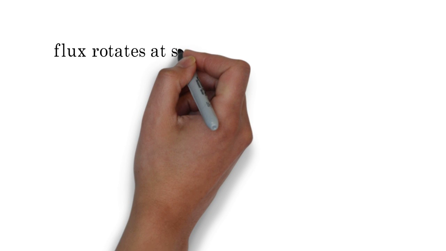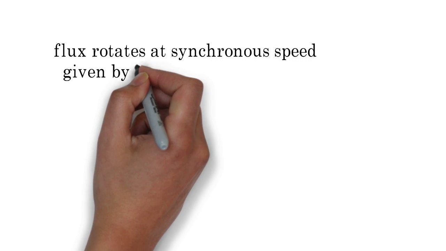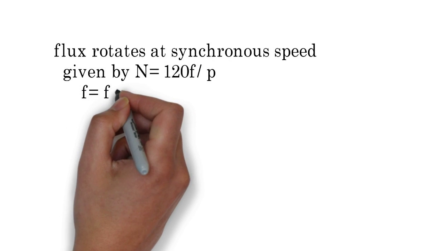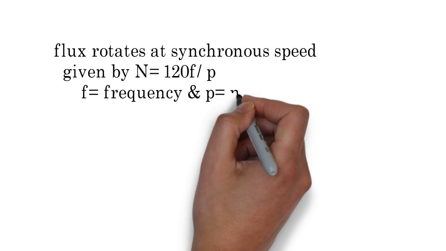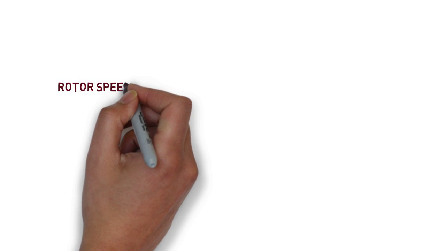The flux rotates at the speed known as synchronous speed, which is given by N equal to 120 f by P, where f is frequency and P is the number of poles. But the rotor always rotates at a speed less than synchronous speed. Now why is this so?